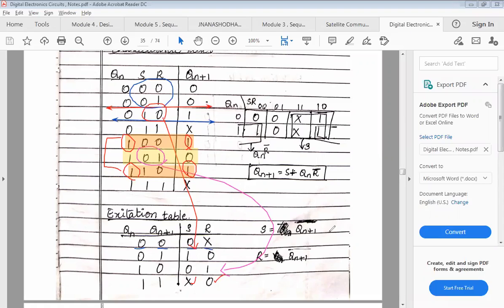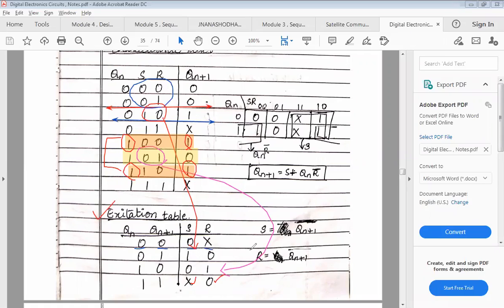So, with the truth table, we extract the characteristic table. From the characteristic table, with the help of a K-map, we get the characteristic equation. From the characteristic table, I am consolidating things and extracting something called the excitation table. So this is the most refined format. The excitation table is the most refined format.